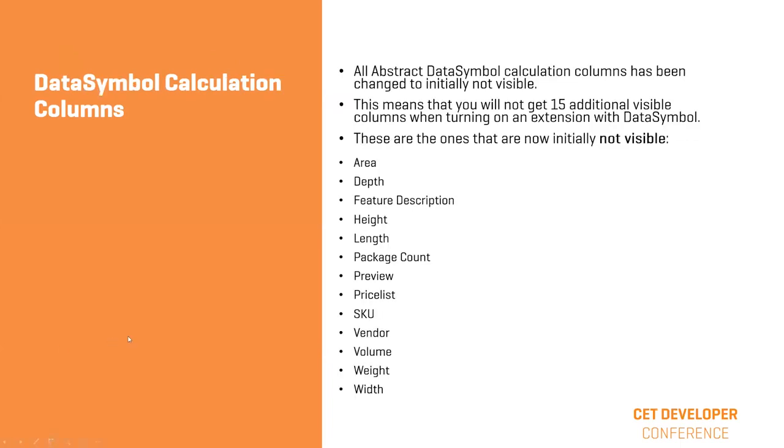Then in 10.5, if you turned on an extension which had abstract or used a data symbol, all of the 15 columns were initially also visible, but this has changed. So by default, these are not visible anymore. There's a number of them listed here that are not visible by default anymore. Quite a simple change, but I think our users will appreciate it.